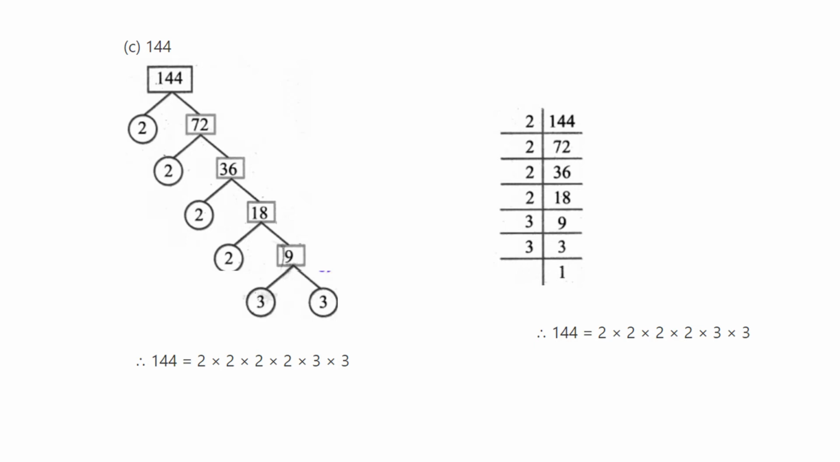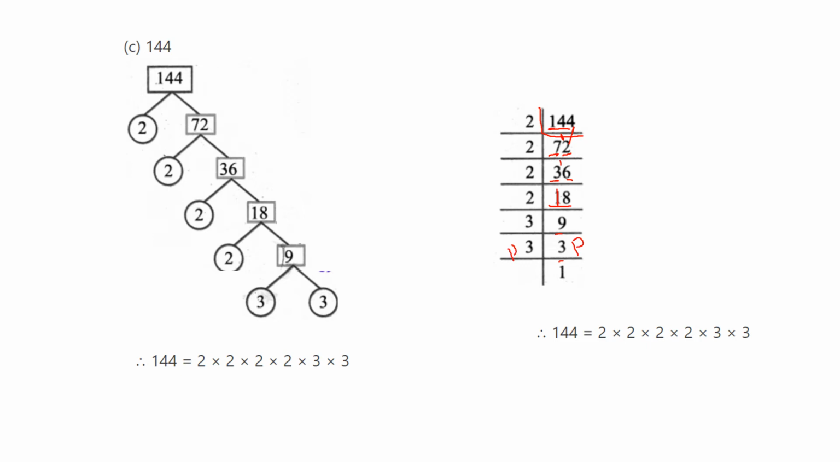144, same method we already used in the previous sum. Compared to 1, 1 is smaller, so we take 14. 2 7s are 14. 2 2s are 4. Next 72. 2 3s are 6. Remaining 1, so you put it here, 12. 2 6s are 12. 36. 2 in 3 one time. Remaining 1 is there. 16, write it, 2 8s are 16. 18 means 2 9s are 18. 9, 3 3s are 9. 3 is a prime number, so divide with a prime number also. 3 1s are 3.